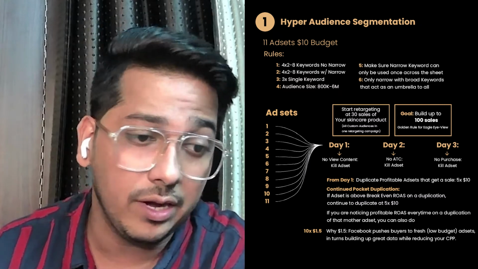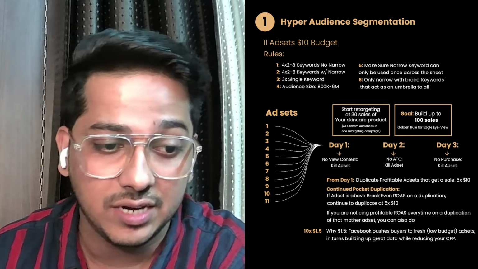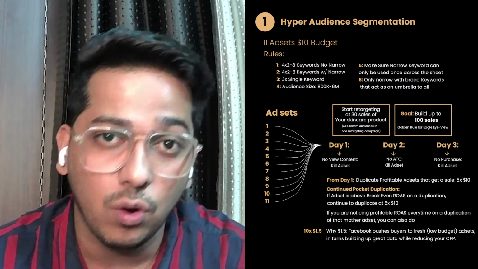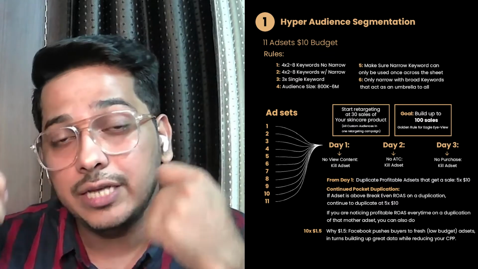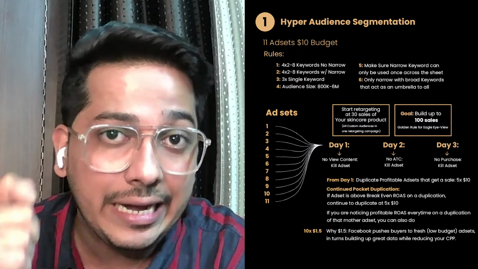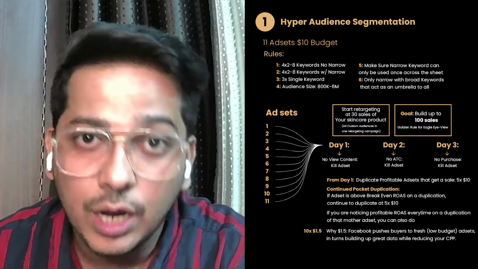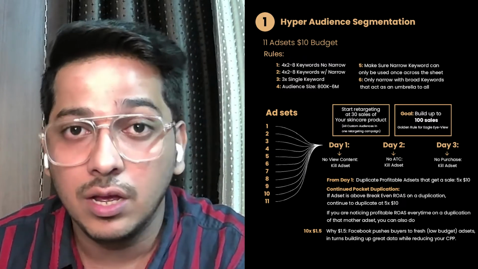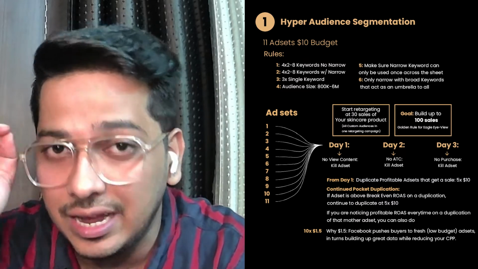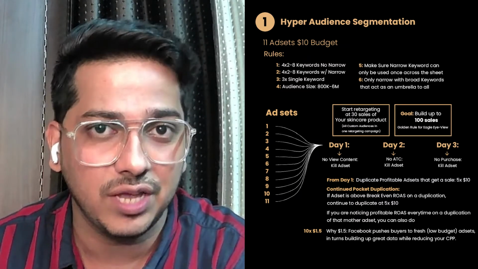And just after that, if you are noticing profitable ROAS every time on duplication of that mother ad set, you can also duplicate 10 ad sets of that particular original ad set that is bringing sales on every duplication. Do it with 10 ad sets at a $1.5 budget. Why? Because Facebook will push fresh audience to you on a lower budget, which will drastically decrease your cost per purchase as well. Hope it makes sense what I'm saying over here.